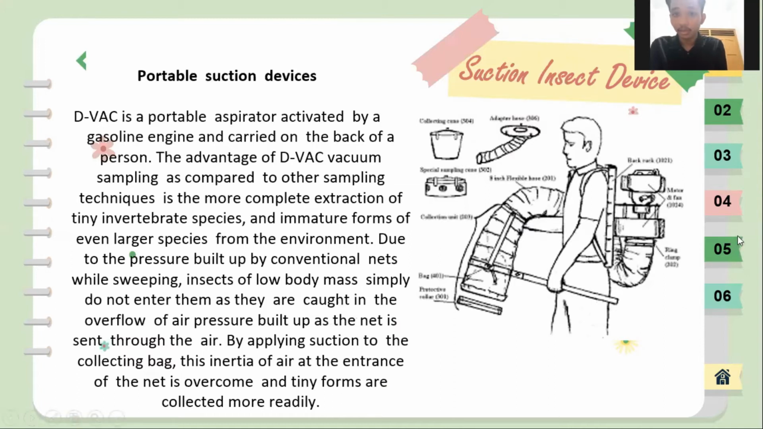Due to the pressure built up by conventional nets while sweeping, insects of low body mass simply do not enter them, as they are caught in the overflow of air pressure built up as the net is sent through the air. By applying suction to the collecting bag, this inertia of air at the entrance of the net is overcome and tiny forms are collected more readily.